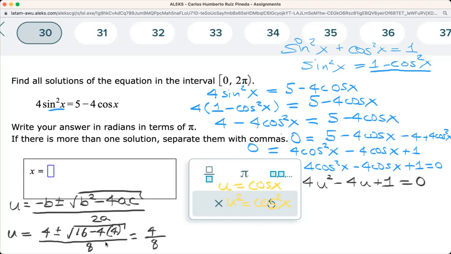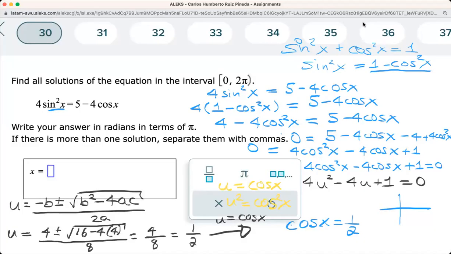So we won't have two solutions. We will have only one, and that solution is u equals 1/2. But remember, u was cosine of x. So we go back to the original variable, and we say cosine of x equals 1/2. Now let us check using the unit circle where the cosine of x equals 1/2.